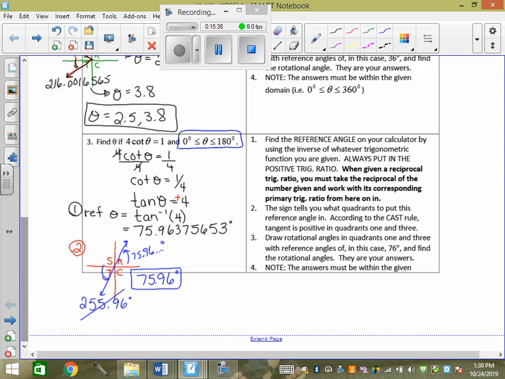Nope, because it's in degrees. 0 to 180. Yeah. When would you do that? No, because there's nothing in S. And if it was in quadrant 4, we'd go 360 minus it to find it. But we don't have to because it's in quadrants 1 and 3.